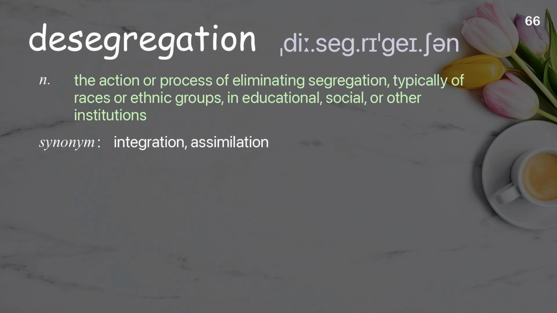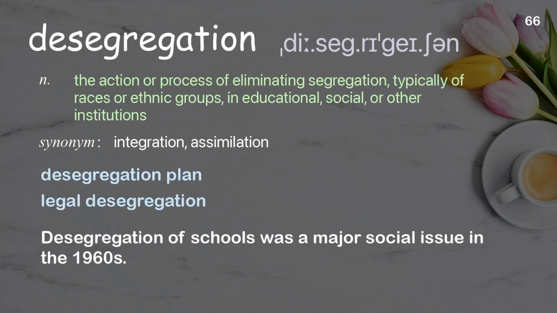Desegregation. The action or process of eliminating segregation, typically of races or ethnic groups, in educational, social, or other institutions. Examples: Desegregation plan. Legal desegregation. Desegregation of schools was a major social issue in the 1960s.